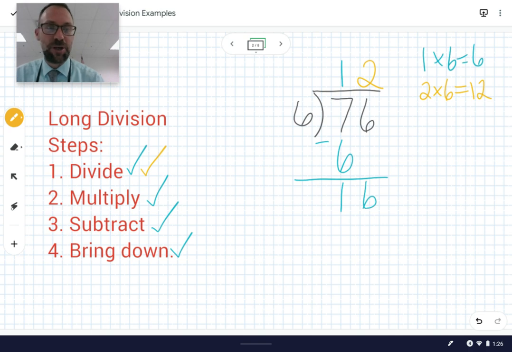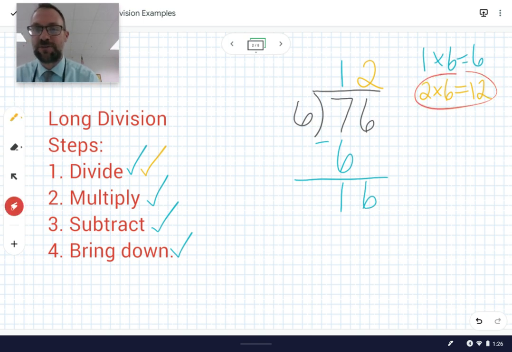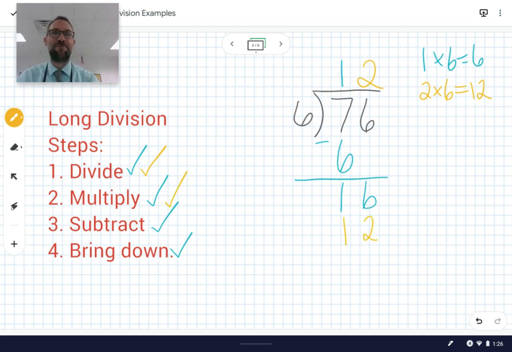And then we're going to multiply, right? 2 groups of 6. We've already done it right here. That's 12. So I'll write that underneath our dividend. That takes care of the multiplication step. Then we'll go and subtract, right? So we'll have to subtract 12 from 16. That leaves us with 4. That takes care of the subtraction step.